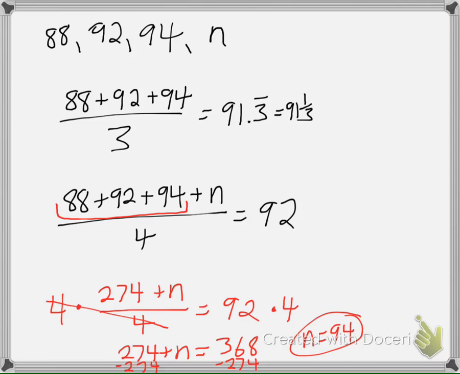Now, this is not the only way you can do this. If you have trouble following the equation way, you can also think about it this way, which is a little lengthier, but again, my advanced math probably has no problem with the equation way. My regular math, y'all aren't as used to working with equations. So if you think about it this way, we've got 88, 92, and 94, and some additional number. And we want them to average out to be 92, right?